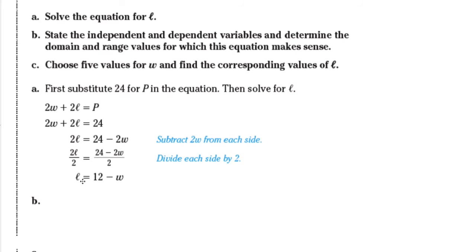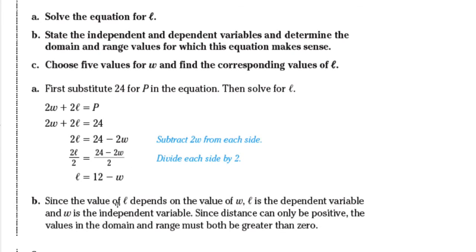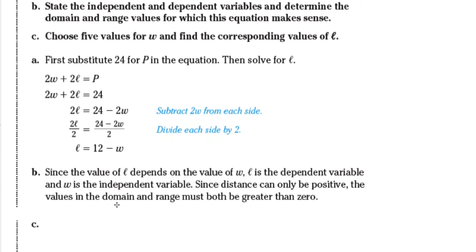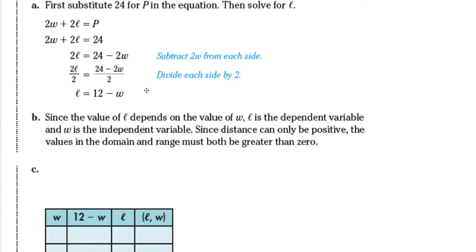Letter B, state the independent and dependent variable. Since we solved for L, this becomes our dependent variable. W becomes our independent variable, since the value of L depends on the value of W. Since the distance can only be positive, the values in the domain and range must both be greater than 0. Why is it only positive? Because there is no such thing as negative length. So this should only appear in the first quadrant if you are asked to plot it on a coordinate plane.